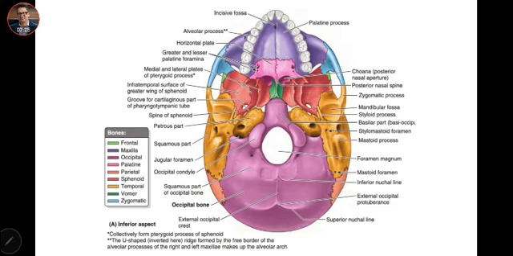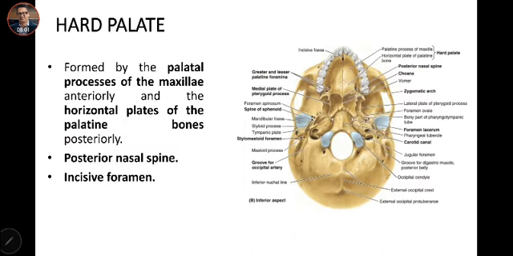These two bones form your hard palate, and in the midline projecting from the posterior border of the hard palate is the posterior nasal spine. Also present in these parts of the palatine bone are the greater and lesser palatine foramina. And anteriorly, behind the incisor teeth, is the incisive fossa. This is the incisive fossa, and also present here are the incisive canals.